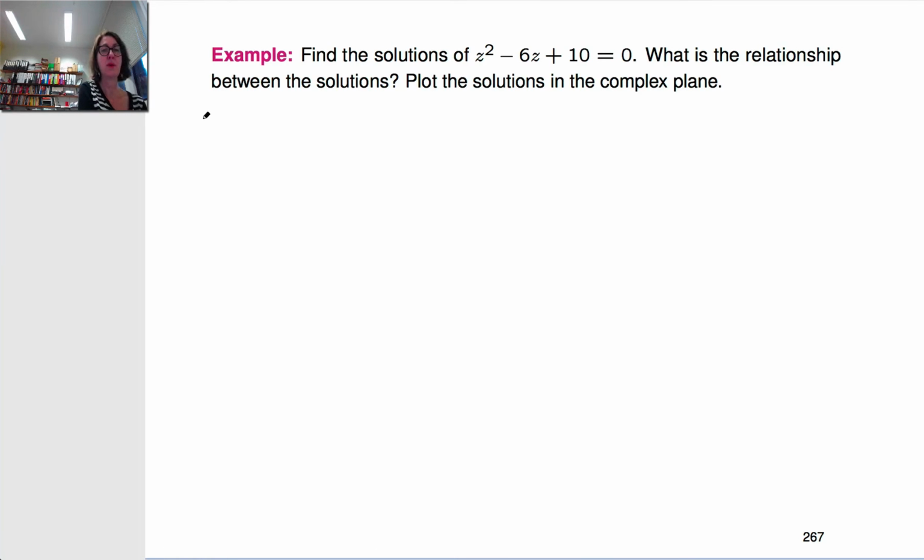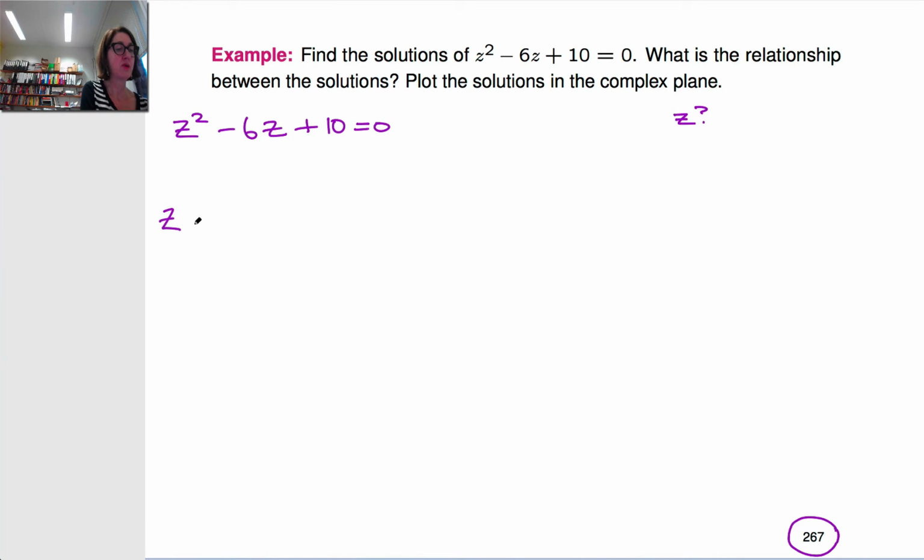The next example that we haven't done is this one on slide 267. We're looking at the solutions of this quadratic, which is written in terms of z. We're putting it equal to 0 and trying to find the solutions. That is, the complex numbers z such that if I put them into the left-hand side of this equation, it will make the whole thing 0. So what z's are going to have that property?